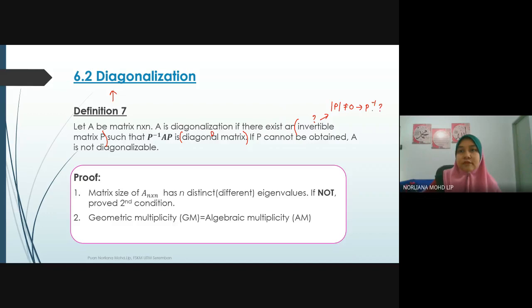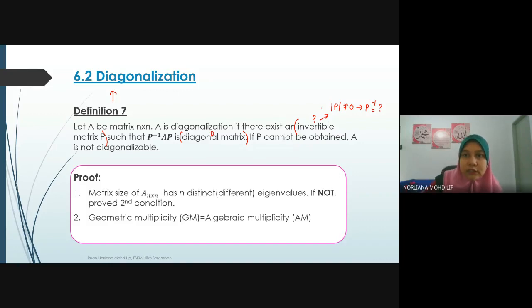If the determinant of P is equal to 0, we cannot find the P inverse. So P is not invertible, so automatically A is not diagonalizable. To prove this, we have to prove that the determinant of matrix P must not be equal to zero, and then only can we find the inverse of matrix P.